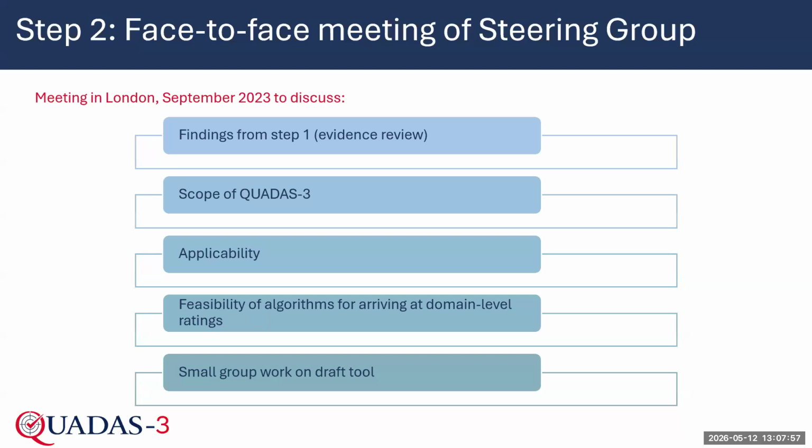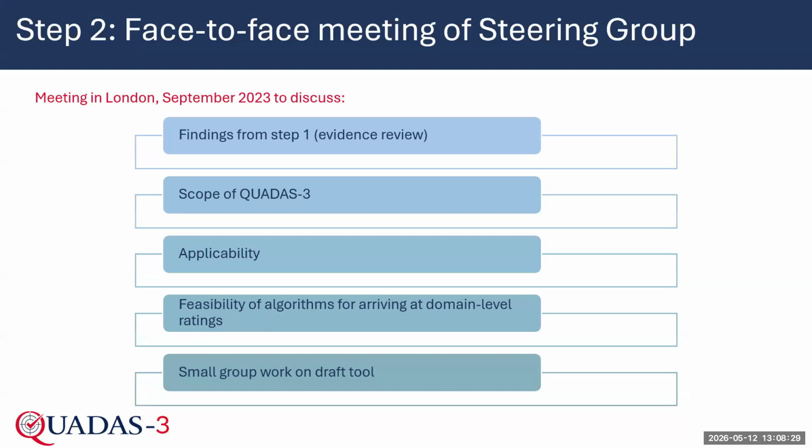And that was a face-to-face meeting attended by almost all of the members of our steering group. And in that meeting, we discussed the findings from step 1, so what the evidence had shown us. We had to think about the scope for QUADAS 3, what do we want it to encompass, were there specific differences we wanted to think about compared to QUADAS 2. We had quite a bit of discussion about applicability and whether we should incorporate that into QUADAS 3, should we consider that differently, and how best to approach applicability more generally.